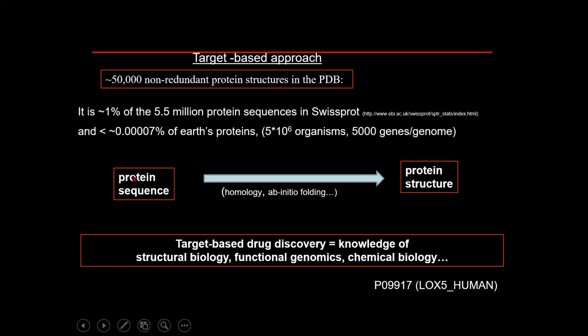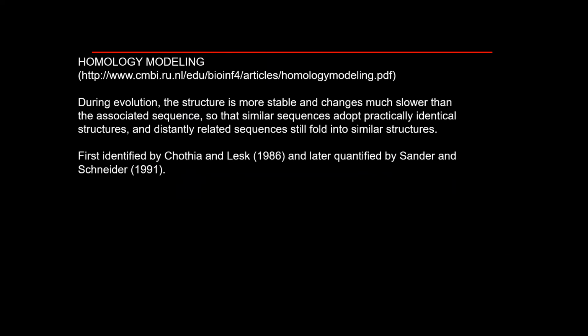So many sequences are there, 5.5 million, and only 50,000 available in the protein data bank. That's a big shortage. That's why we do homology modeling. And like I said, if you want to get a 3D structure of a protein for some human disease, if you are going to work on it, that's a PhD project. So we do homology modeling.